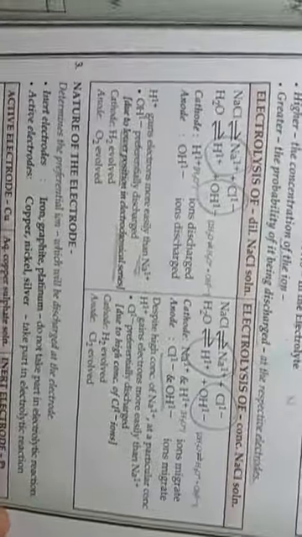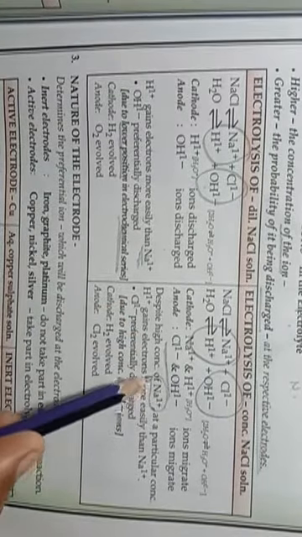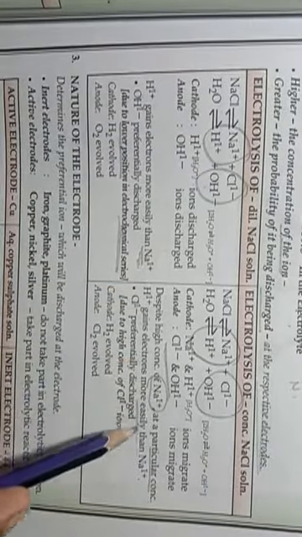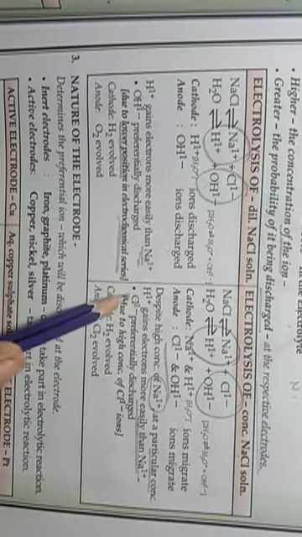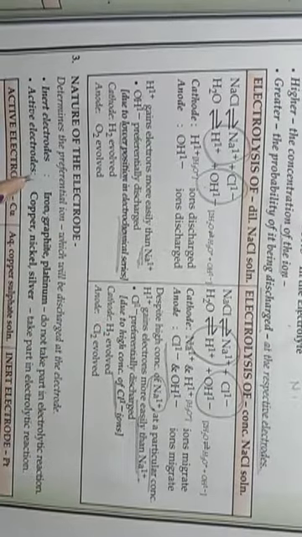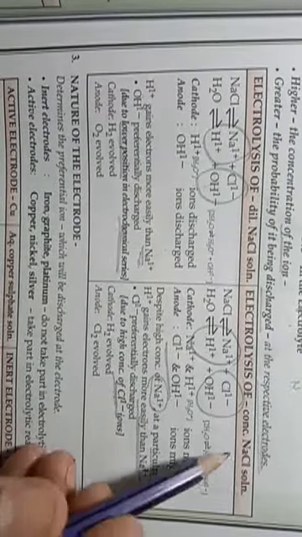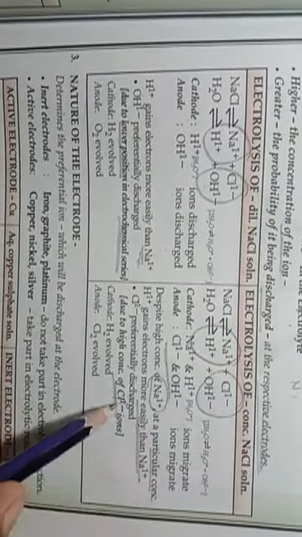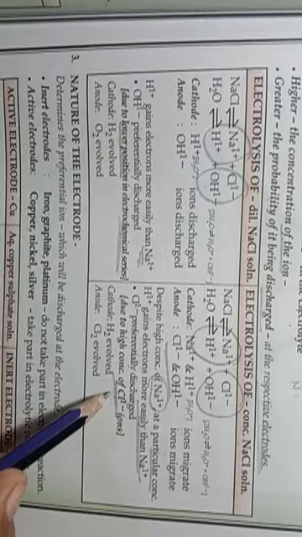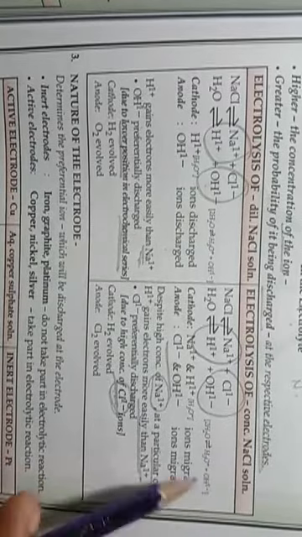Then in the case of concentrated NaCl solution, despite high concentration of Na plus ions, H plus ion gains electrons more easily than Na plus ions. So Cl minus is preferentially discharged due to high concentration of Cl minus ions. Okay, so Cl minus ion will discharge here. You have to keep in your mind that in the case of concentrated NaCl solution, Cl minus ion will discharge at the anode. Why? Because its higher concentration will be present in concentrated NaCl solution.